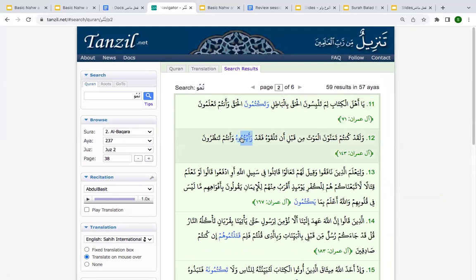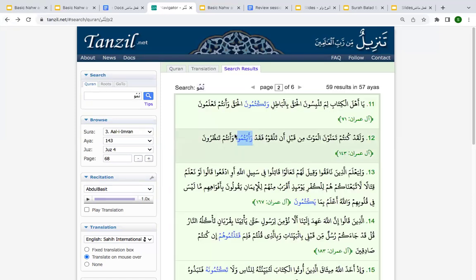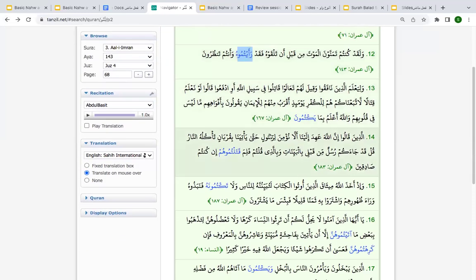رأيتموه, رأيتم is the original fi'l madin. When hu got attached to it, you see this extra vowel inserted in between the two words, right? In between رأيتم and hu, the extra vowel comes. Again, we are going to skip yaktumuna.